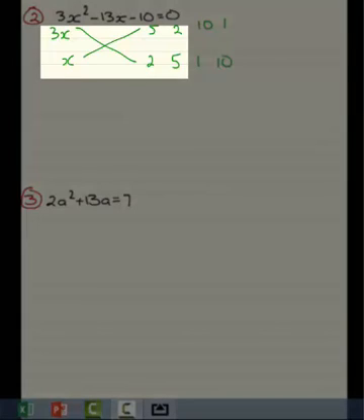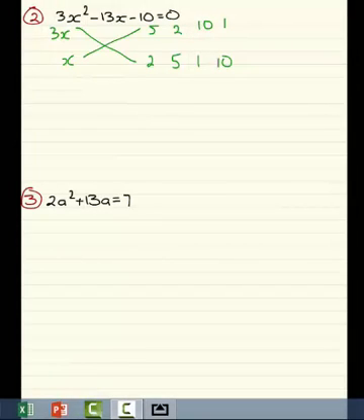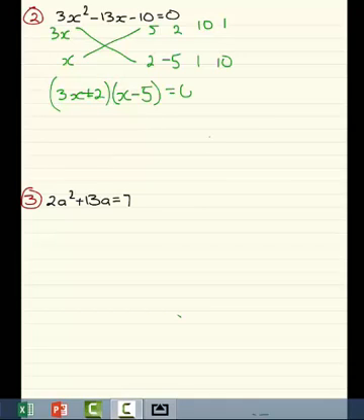3x times 5, so that's 15x, x times 2, 2x. 15x and 2x, well, I can make negative 13x if I have negative 15x. So my negative goes there, and the factors of this equation are 3x plus 2, x minus 5. So once we know that it's either 3x plus 2 or x minus 5 is equal to 0, then we can say, well, that means that 3x plus 2 is equal to 0 or x minus 5 is equal to 0.